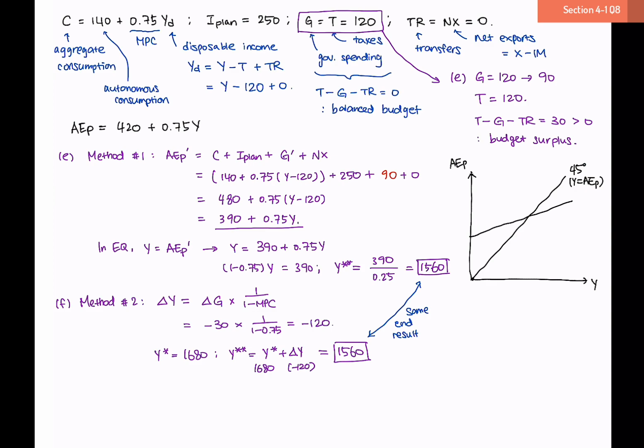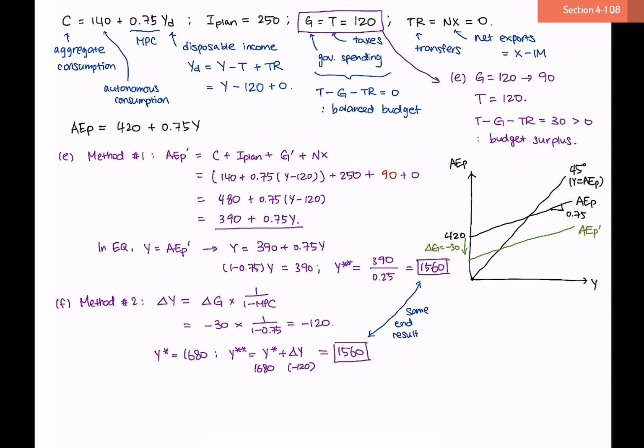And we know that our original planned aggregate expenditures was 420 plus 0.75y. So your y-intercept is at 420. And then as your income rises, your planned aggregate expenditures also rise at the speed of 0.75. That's your slope of your planned aggregate expenditures. And then we saw our government spending falling by 30. And so we see our planned aggregate expenditures falling by 30 as well.